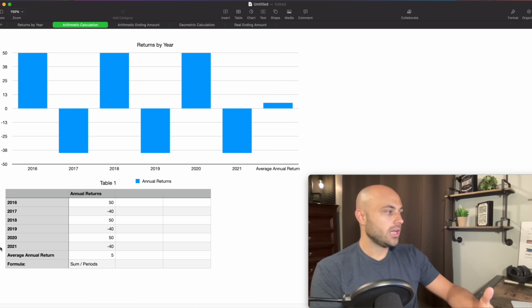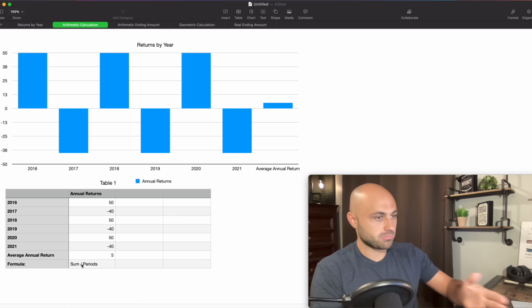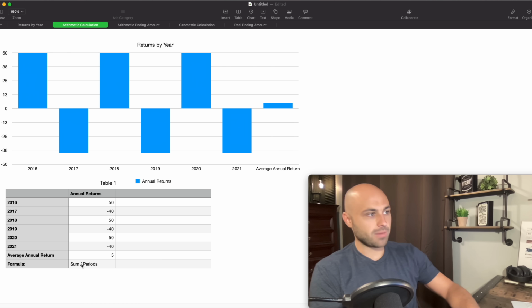So how do they get that? The formula is right here. It's just the sum of all of the performance years, the sum of the performance for each year, divided by the total number of periods. So when you do that, you get a total performance of 30% divided by 6 periods is 5%.